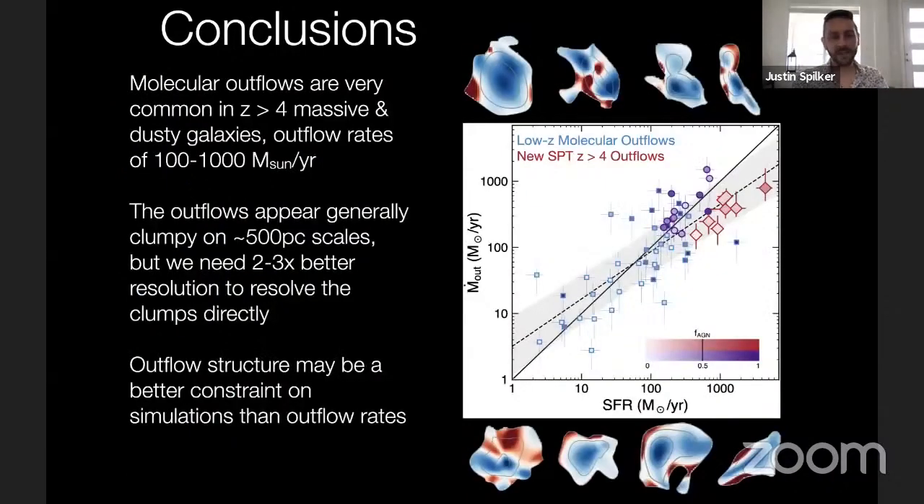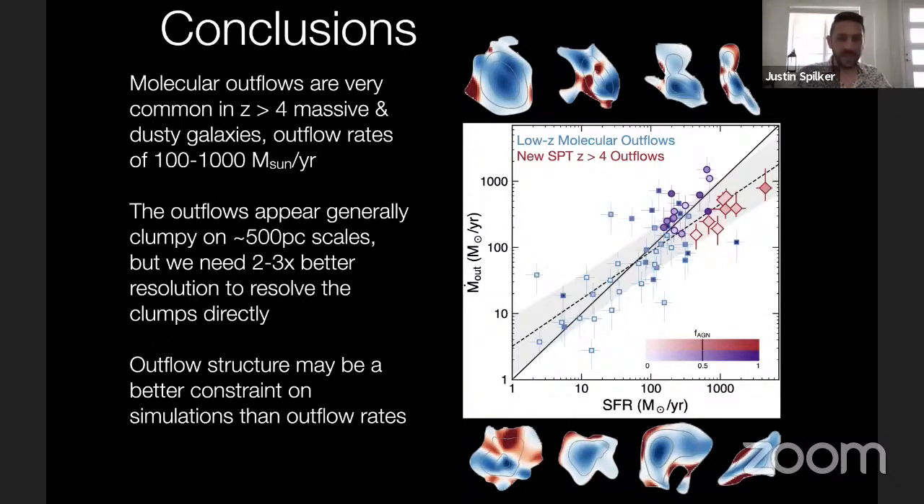So just to summarize, this is the first sample of molecular outflows in the very early universe. We found outflows in a huge fraction of the sample, which is good. So if you are out there in the audience sitting on samples of galaxies that seem like this might be viable, it doesn't take a very large number of galaxies to probably convince yourself that just by luck you'll have at least a few outflows.